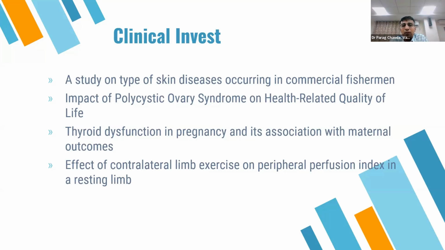Thyroid dysfunction in pregnancy and how it affects the maternal outcomes. Effect of contralateral exercise, the last one, comes from physiology. We understand that when we have an accident and one of our limbs is not exercising, it can have problematic effects. But the contralateral limb is something which can exercise. So if we exercise the contralateral limb, the study proves that the circulation in the affected limb also improves. So it's a very simple study coming from physiology, but published in a good journal as well.